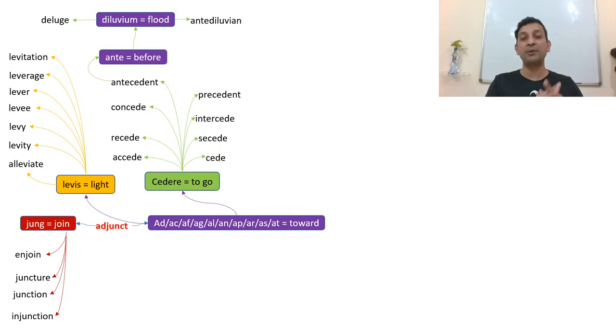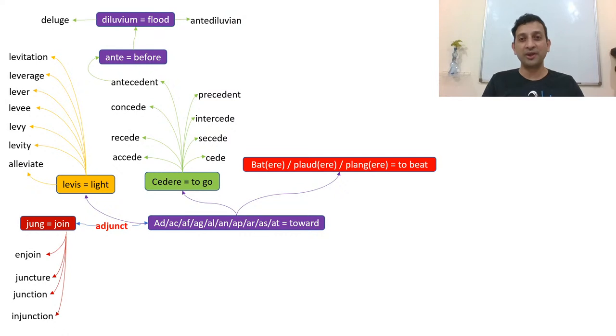Antecedent, something that has just happened before. Antecedent, you club it with diluvium, you get antediluvian, which refers to before the time of the biblical flood, which means very, very old time, very ancient. And you take deluge from the same root, diluvium, which just means a flood. Three roots, lot of words. Brilliant, good show, well done, let's move forward.